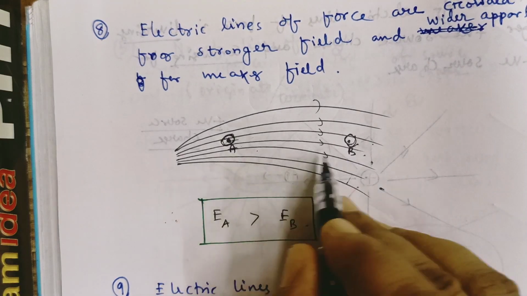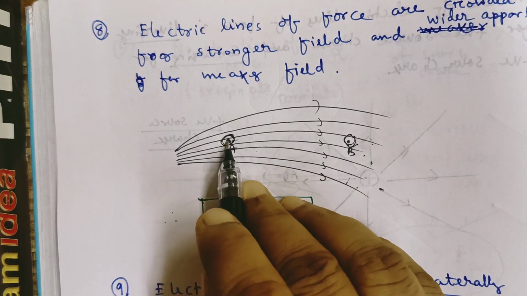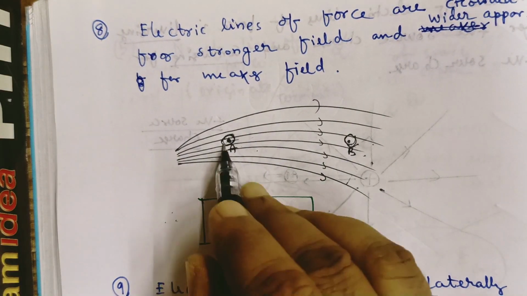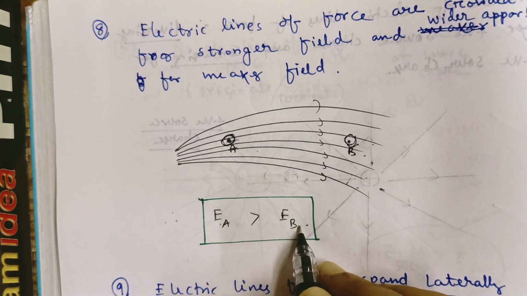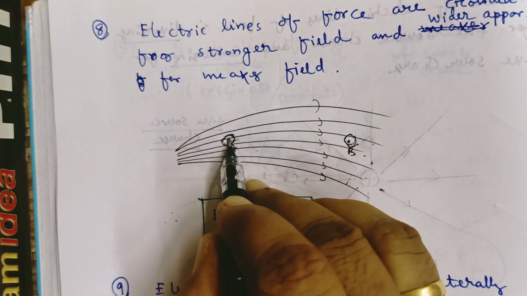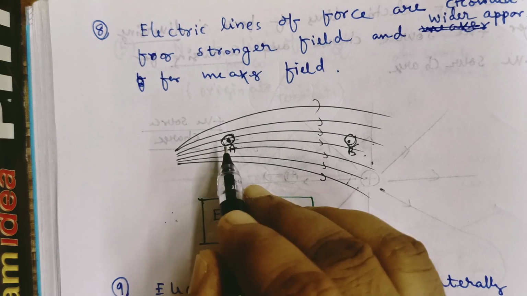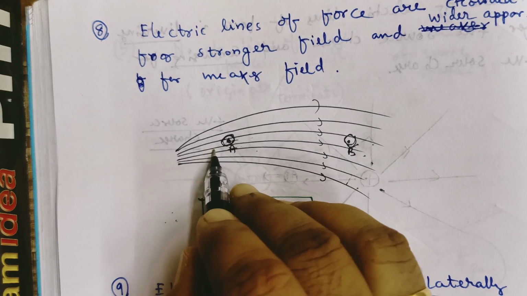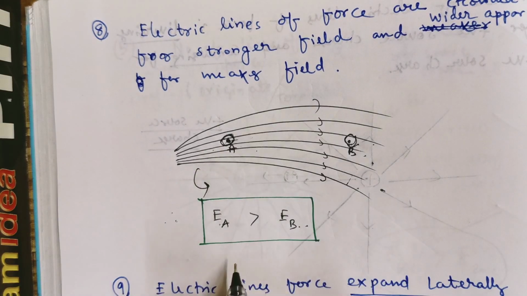If anyone asks which one is the greater field, you confidently say that the intensity at A is more than the intensity at B. Why? Here the number of lines of force is more. This is the definition from the lines of force. How can you calculate the strength of the field?